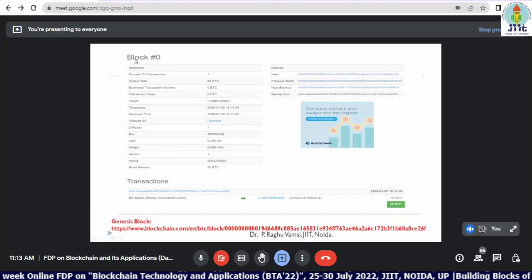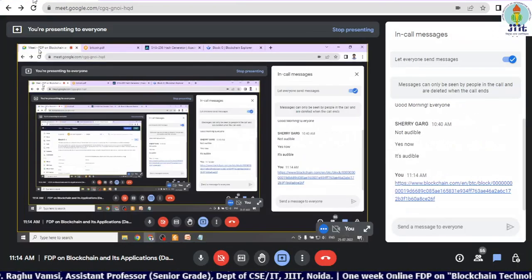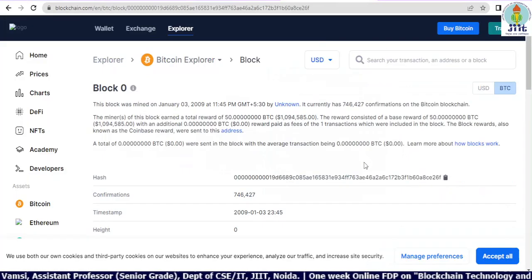So this is block 0 of the Bitcoin. Here you look at, this can be found here. Then the Genesis block, this is the URL link. You can also see this particular URL link. This is block 0 of the Bitcoin.